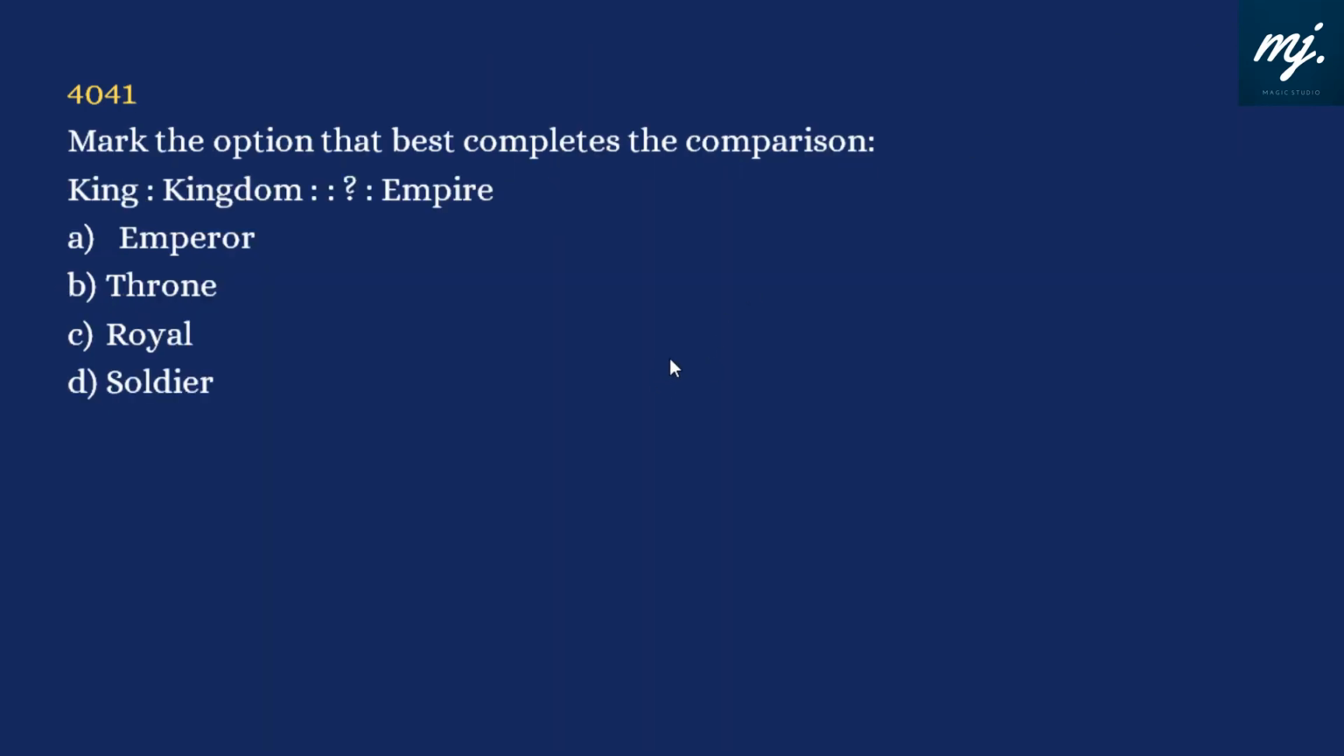Analogy, 2 to 3 questions for an analogy, I think 2. Mark the option that best completes the comparison. King, kingdom, emperor, umpire.